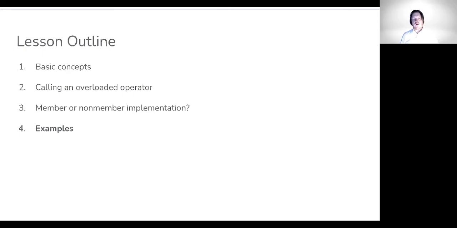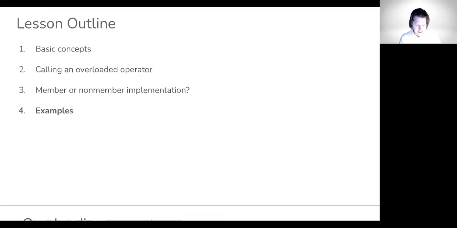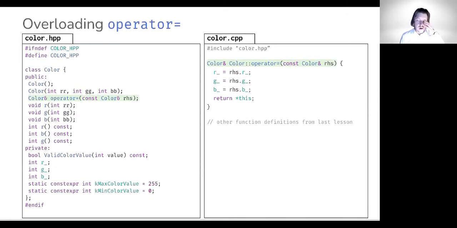Howdy and welcome back. We'll go ahead and finish this lesson by giving some examples of overloading a variety of operators, both as members and non-members for a user-defined type color that we've been building up over the past couple of lessons. So let's go ahead and start with one of the operators that must be defined as a member, and that's going to be the copy assignment operator.